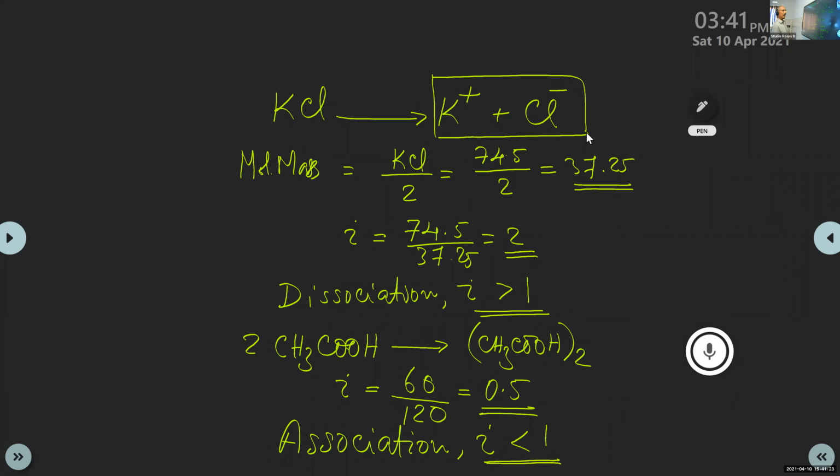Similarly, you come to association. If there is dimerization, two molecules combine together giving a single particle. So the number of particles will be just half. Dimerization, and it is the same as the Van't Hoff factor i.